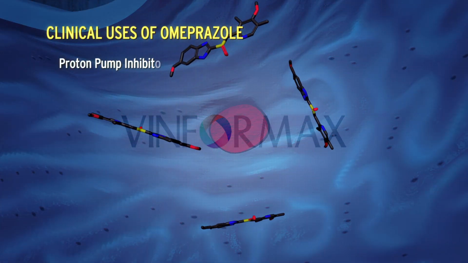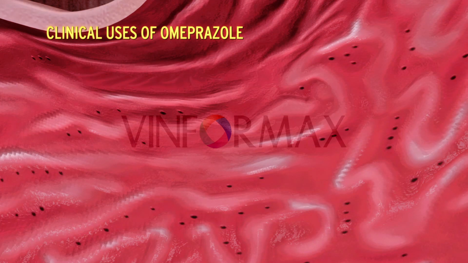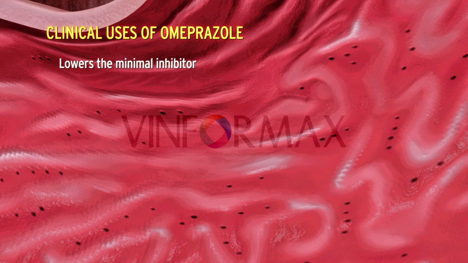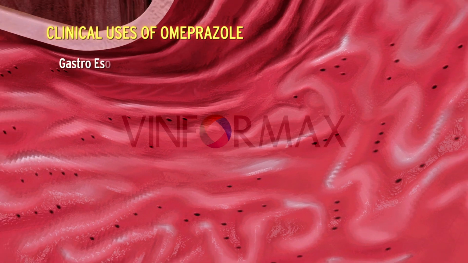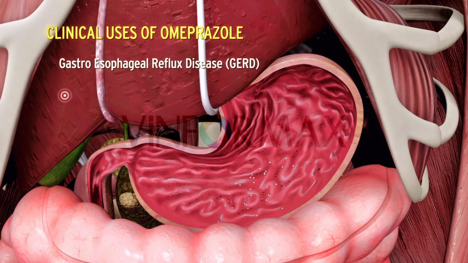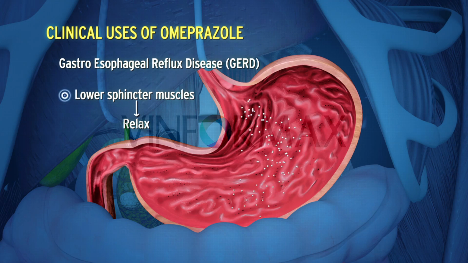Proton pump inhibitors eradicate the bacteria by raising the pH of intragastric acid, which in turn lowers the minimal inhibitory concentration of antibiotics used against H. pylori. Gastroesophageal reflux disease. It is a disorder where lower sphincter muscles remain relaxed, allowing acid back into the esophagus.